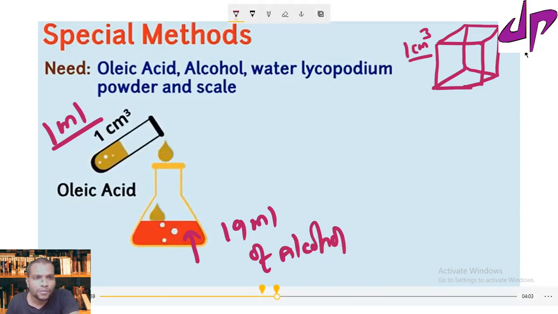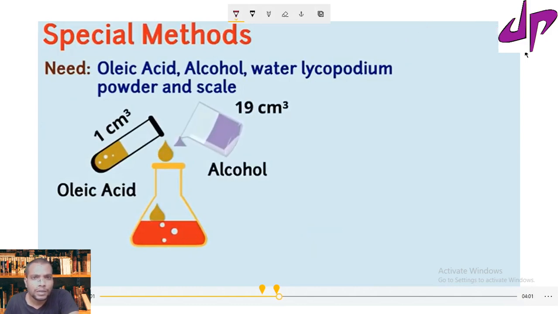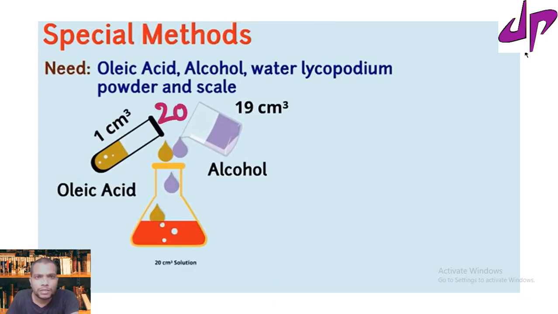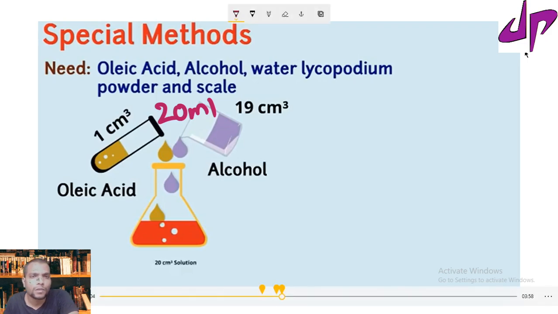So if we are adding 1 ml of oleic acid to 19 ml of alcohol, 1 ml plus 19 ml together will become 20 ml. So in this 20 ml, only 1 ml is the oleic acid. Now after adding that, we can get 20 ml of the solution.